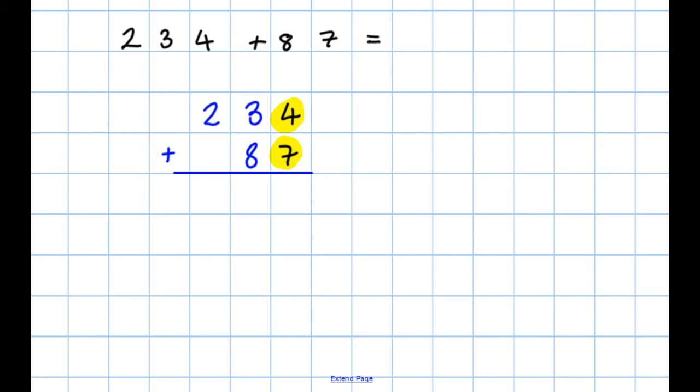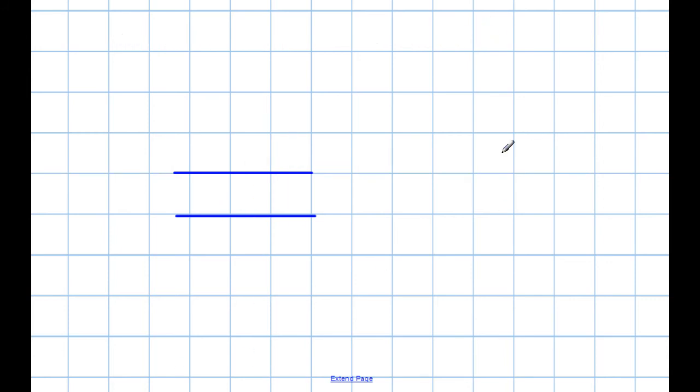Now, watch what I do. 4 add 7 is 11. Now, I can only write one figure in a square. So I put the 1 there, and I carry the other one that's part of 11. 3 add 8 is 11. Add the carried 1 is 12. Again, I write down the last figure of 12, 2 there, and carry the 1. 2 add nothing is 2, add the carried 1 is 3. Then underline it, and there's our answer. It's 321.